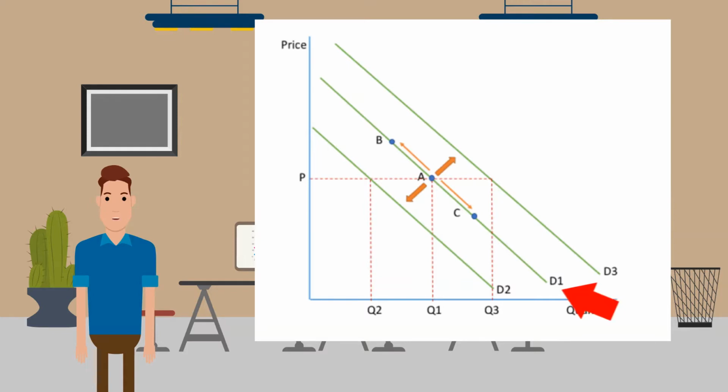3. A shift from D1 to D2 is a decrease in demand because fewer goods are demanded at each and every price. For example, at price P, only Q2 goods are demanded rather than Q1 goods. A shift from D1 to D3 is an increase in demand, as more goods are demanded at each and every price. Now, Q3 goods are demanded at price P.